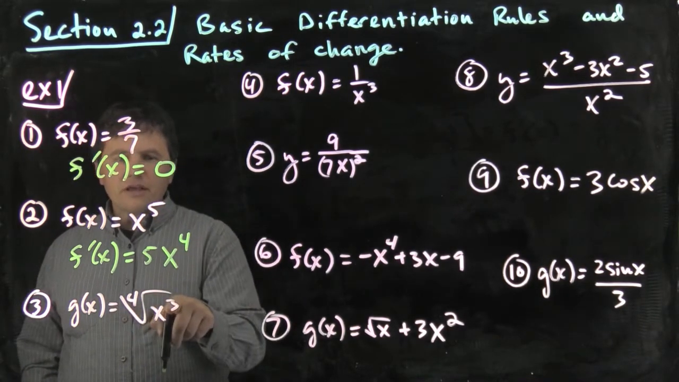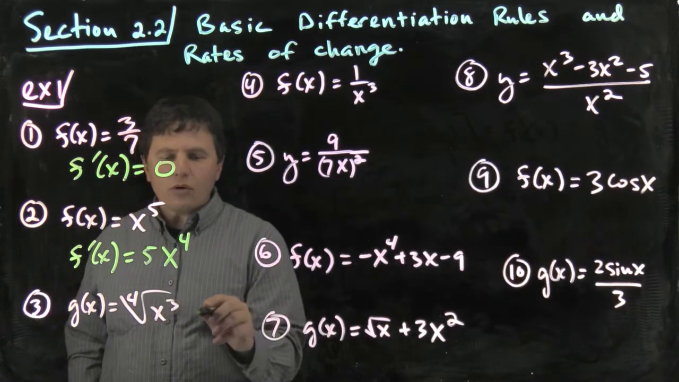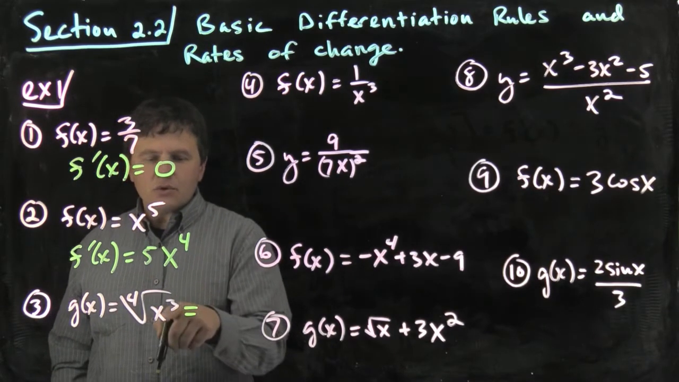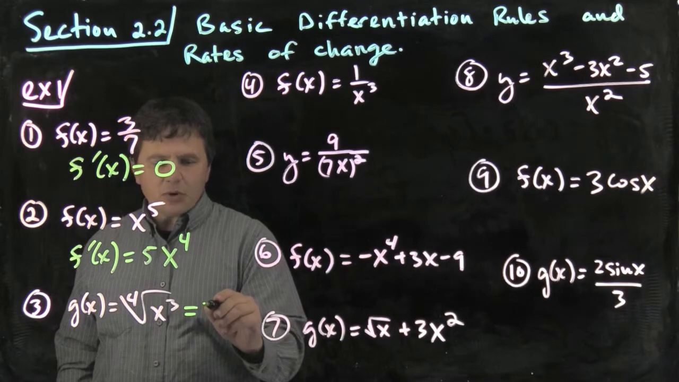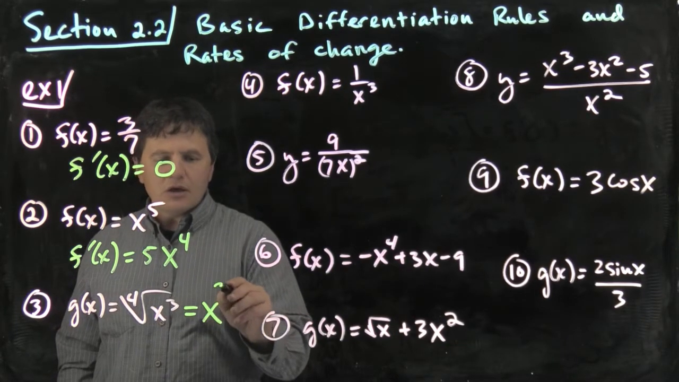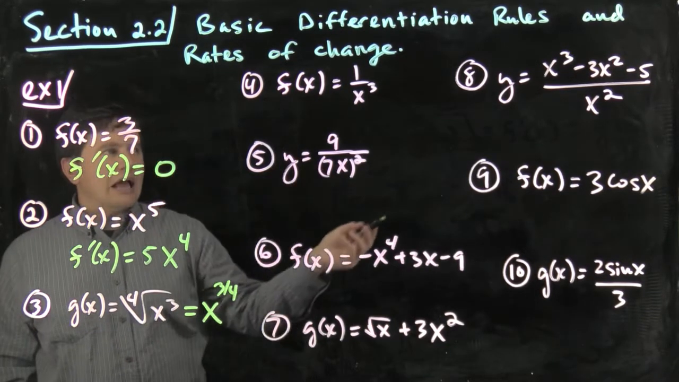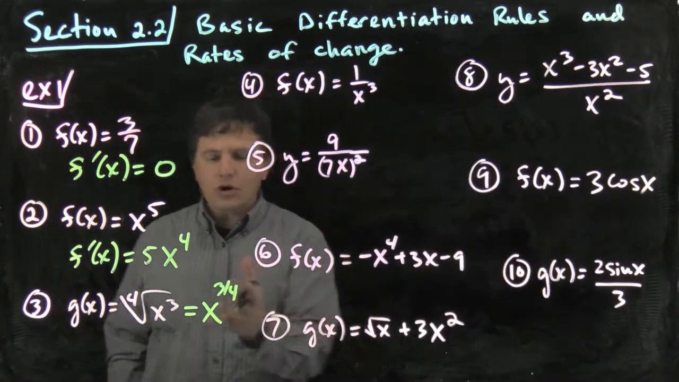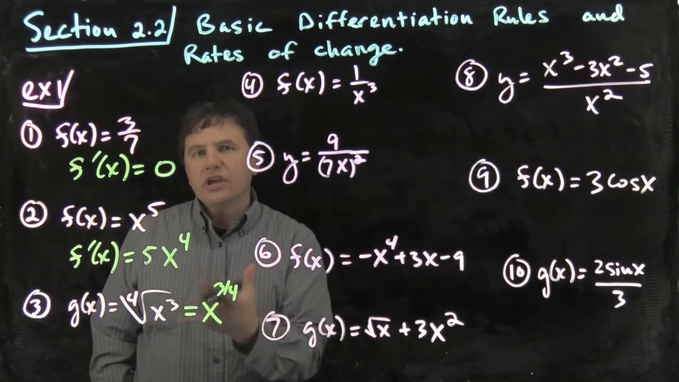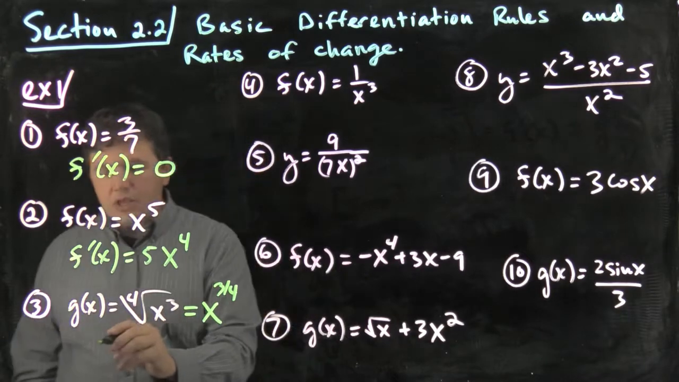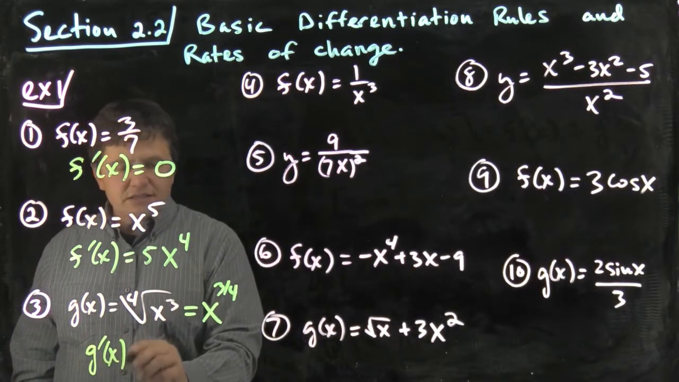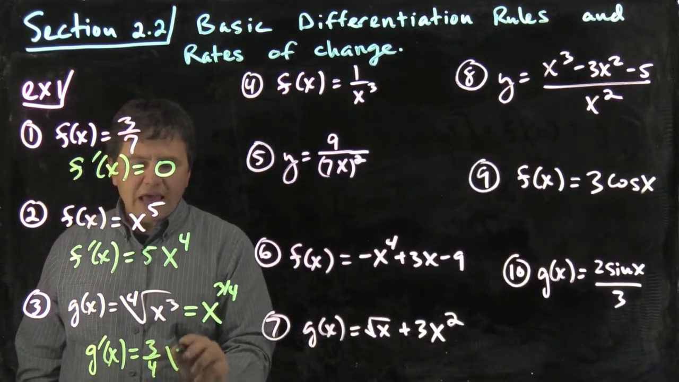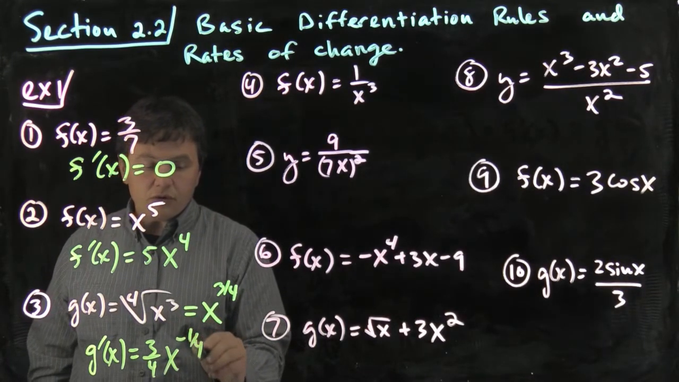Now, if we have something like this, we have to write it so it's in that form of x to the nth. So this one, of course, will use a fractional exponent. So this we'll call x to the 3/4. And what you're going to see with a lot of these, we're going to want to rewrite it in a form that we can use one of these rules quickly. So g prime of x is equal to 3/4 x to the negative 1/4.